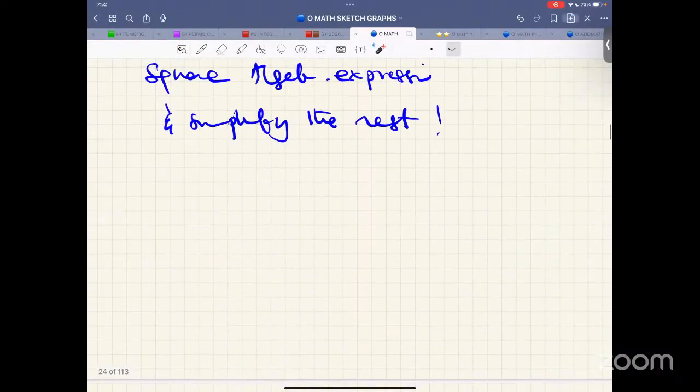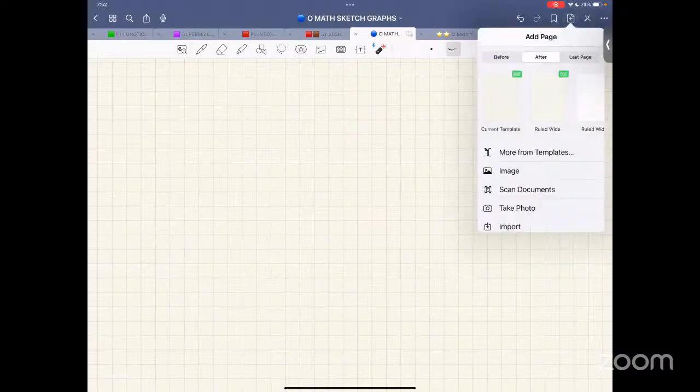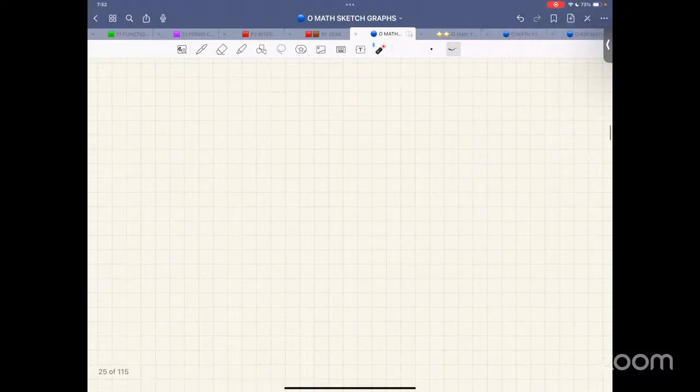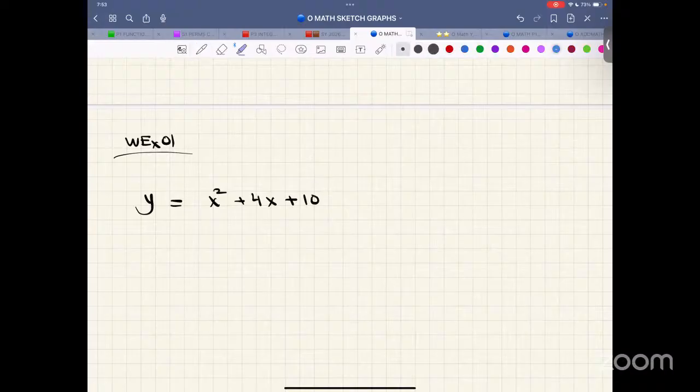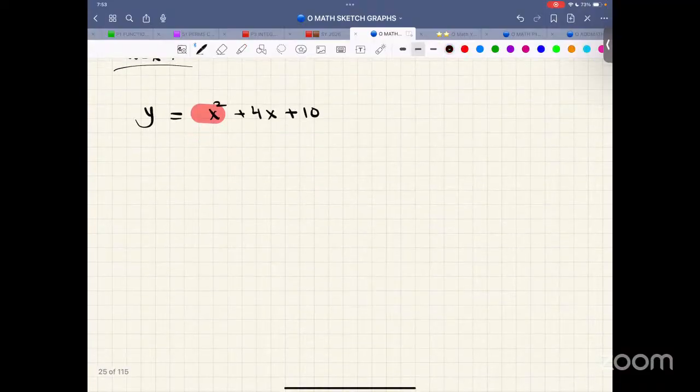Now let me show it to you. 3 or 4 examples would be enough. So first of all, black marker, worked example 1. I have y equals x squared plus 4x plus 10. Step number 1: is the coefficient of x squared 1? Yes, it is, so nothing to worry. Second step, x squared plus 4x, push the 10 to the right hand side.